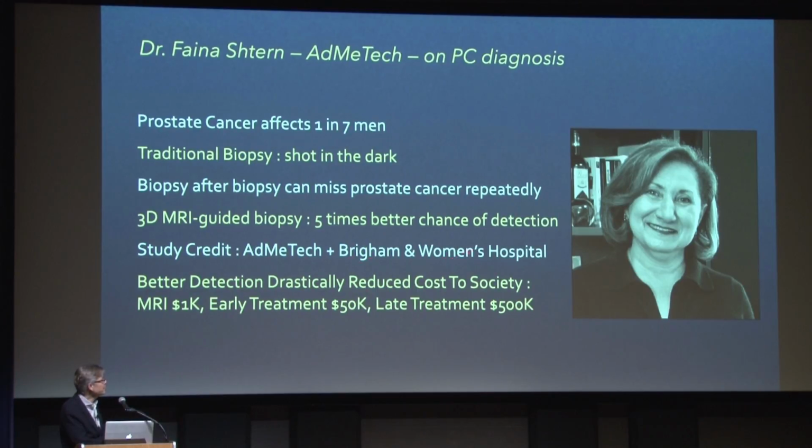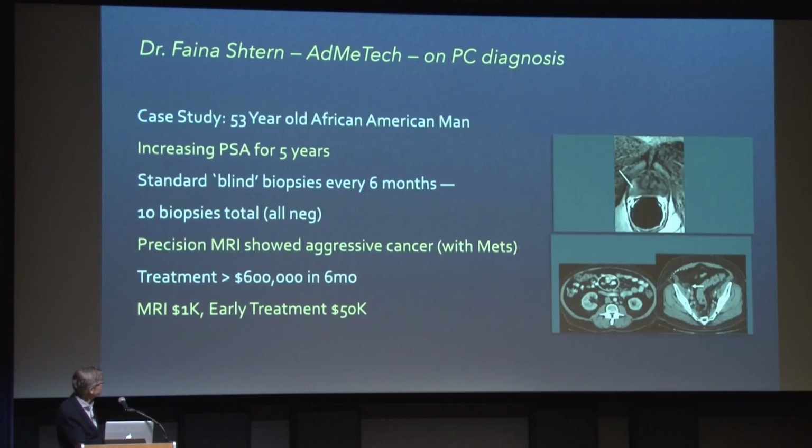A study at Brigham and Women's done together with Admitech has shown this. The result would be better detection, and that would drastically reduce the cost of this disease to society. As an example, Dr. Stern cites this case study of a 53-year-old African-American man who had increasing PSA, but a long series of biopsies, year in, year out, leading to 10 negative biopsies, failed to find anything repeatedly.